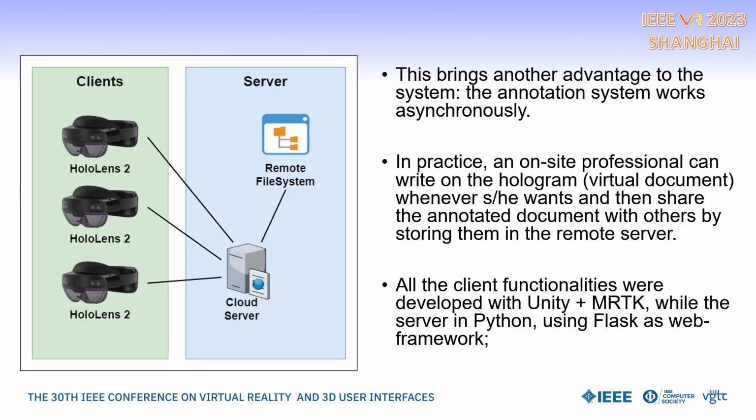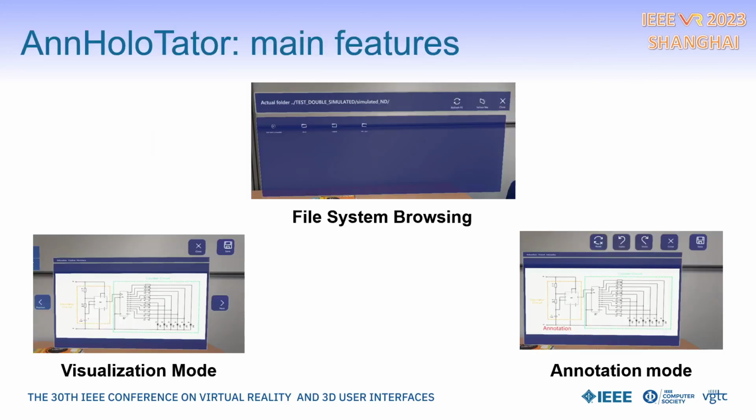Moreover, this brings another advantage to the system. The annotation system works asynchronously. In practice, an on-site professional can write on the hologram, so the virtual document in our case, whenever he wants, and then share the annotated document and the annotations taken on it with others by simply storing them in the remote server. That provides inherently a collaborative aspect, because of course people that wear the HoloLens and have access to the same database can visualize the annotations taken from other workers.